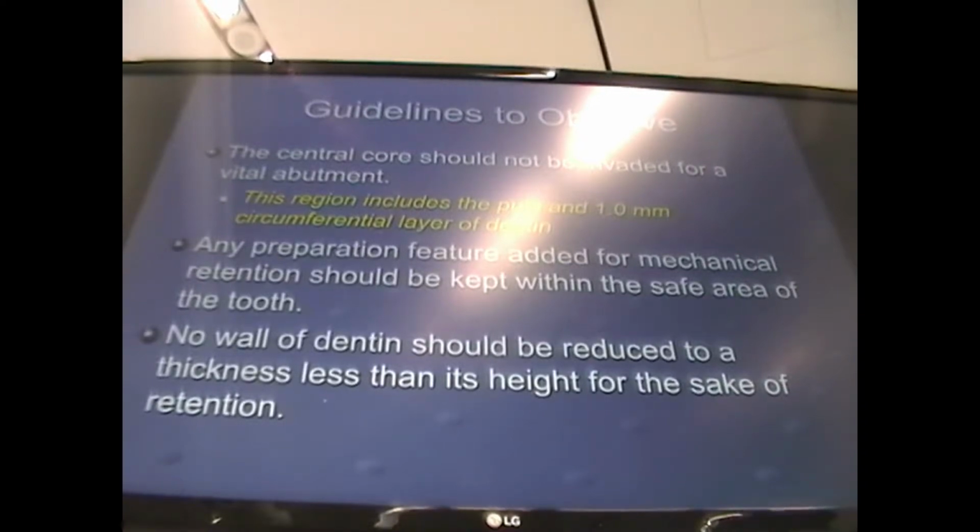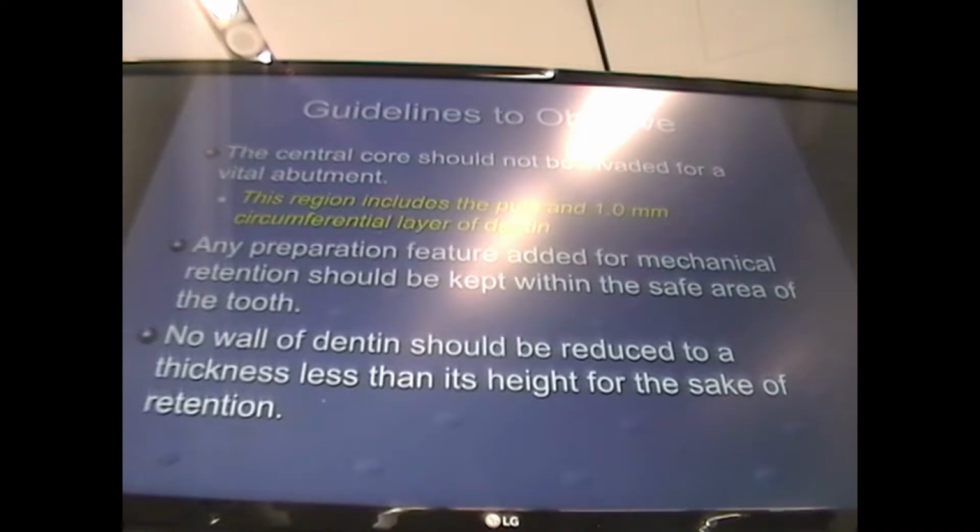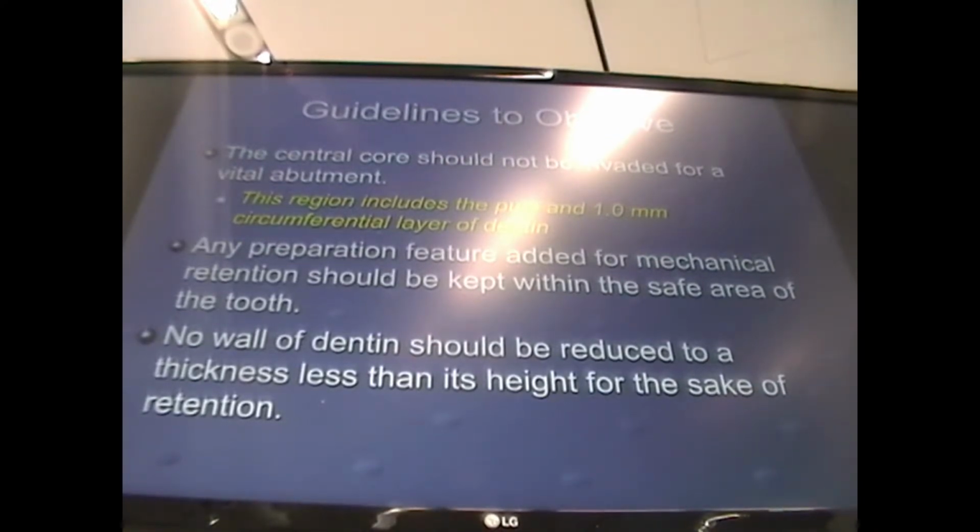be kept within the safe area of the tube. All right. Obviously, if you don't want to go from the inside of the tube to the outside, for example, by putting a pin into the tube, because again, these are fractures and they'll cause failure of restoration. And the wall indent should be reduced to a thickness less than its height for the sake of retention.